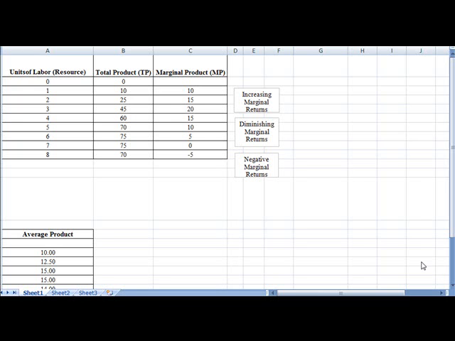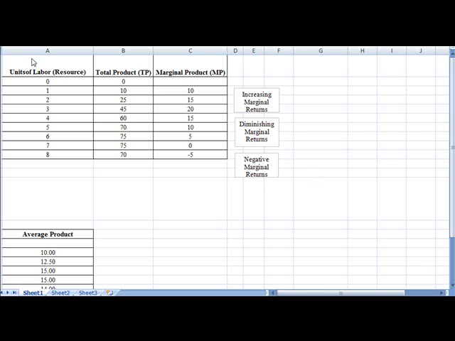So to start today, what we're going to begin with is looking at the quantity of goods produced, otherwise known as total product. We're going to look at each additional unit that's produced with each additional worker. This is marginal product, average product, and then we're going to take a brief look into marginal cost.